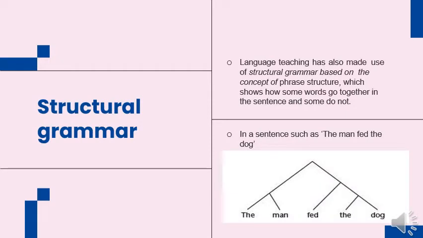In language teaching, it has also made use of structural grammar, which is based on the concept of phrase structure. Phrase structure is usually presented in tree diagrams, just like what you can see in the illustration. This tree diagram shows how words build up into phrases and phrases build up into sentences. Thus, structural grammar describes how the elements of the sentence fit together in an overall structure built up from larger and larger structures.